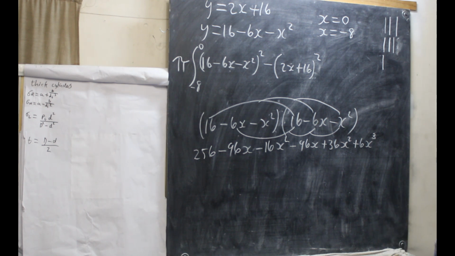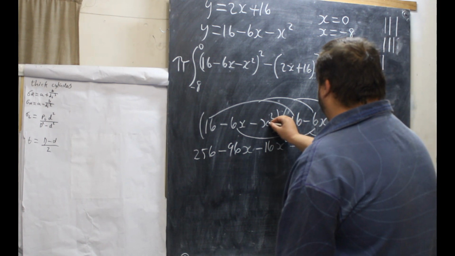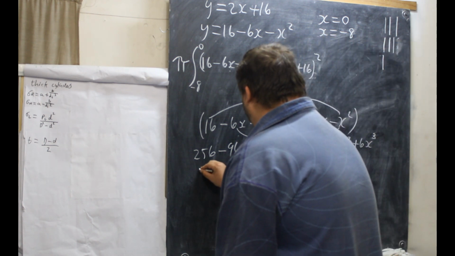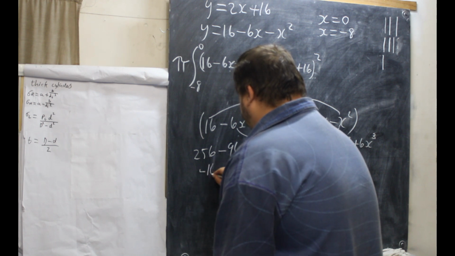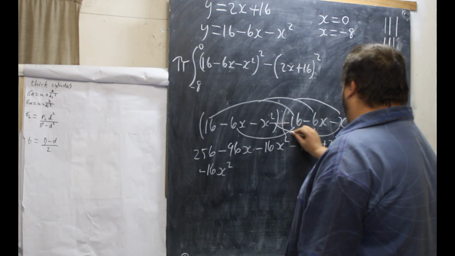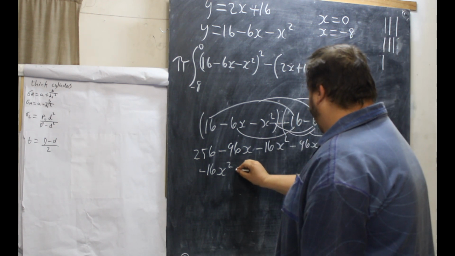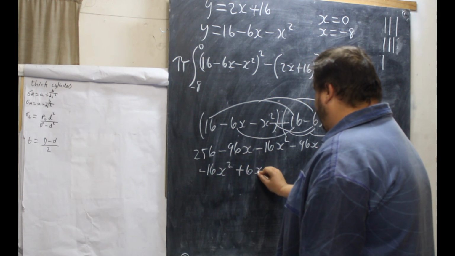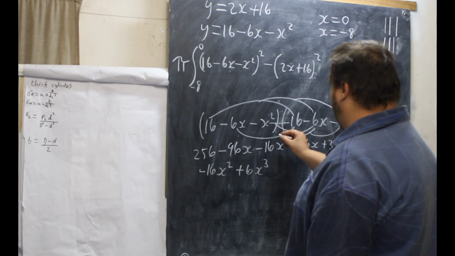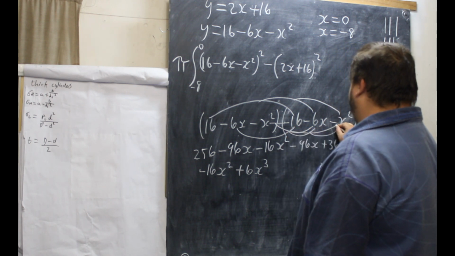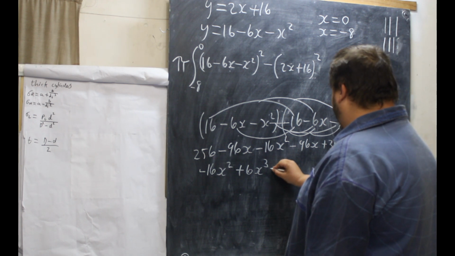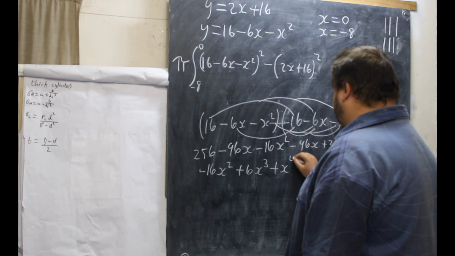Right, now we get on to the x squared side. So x squared times 16, so it's minus 16x squared, plus 6x cubed, and then finally plus x to the 4th.